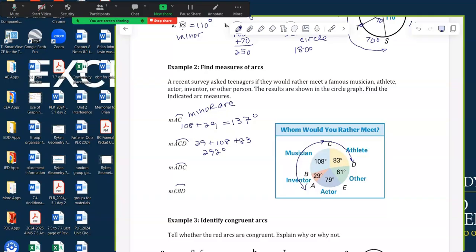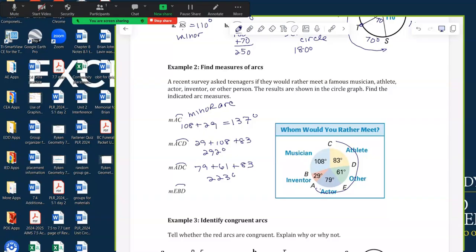Okay, the next one is ADC. Okay, so let me erase this so I don't confuse things. So ADC, it has to be greater than 180 because it has 3 letters. So start at A, D, ADC. So I'm going to add up 79 plus 61 plus 83, and I'm getting 223 degrees. So that's good. Then EBD.